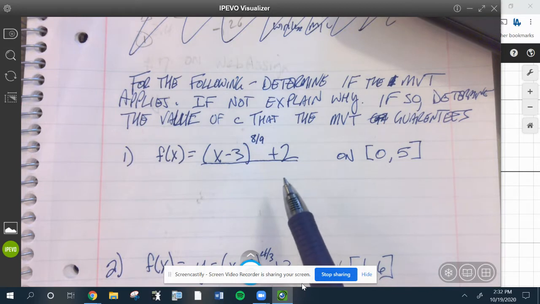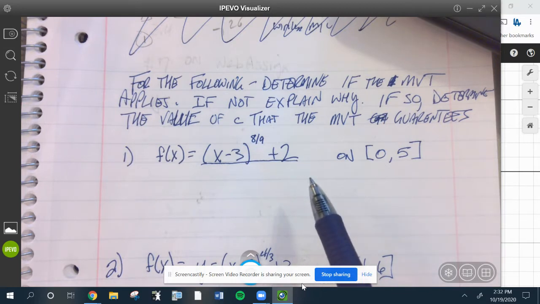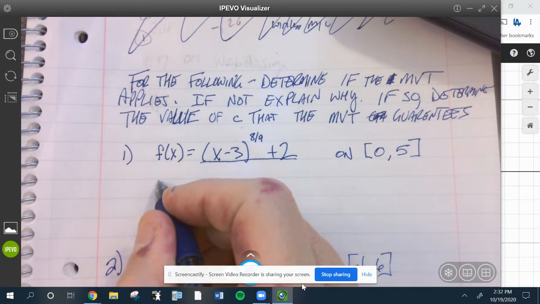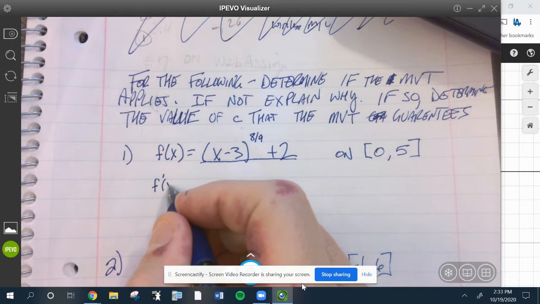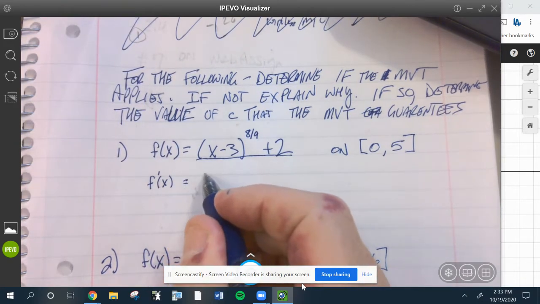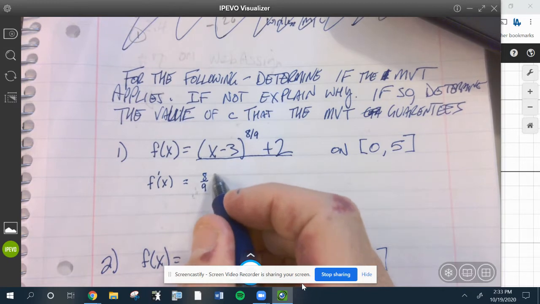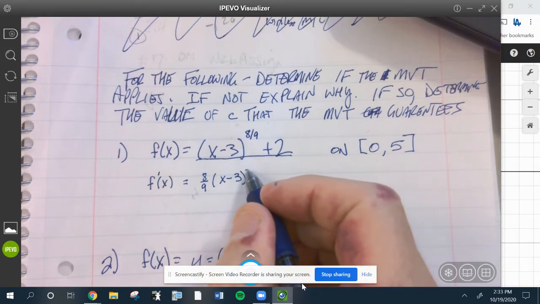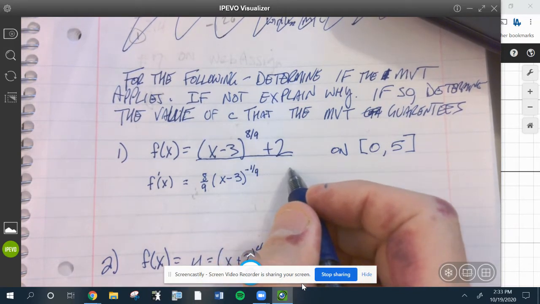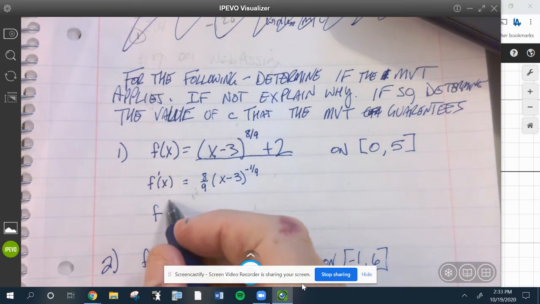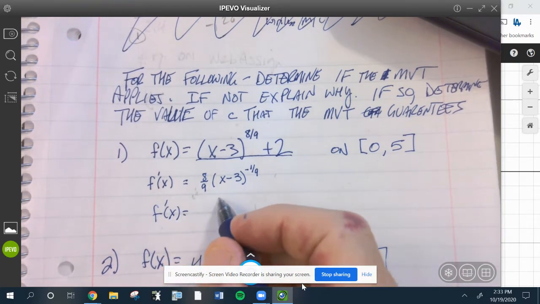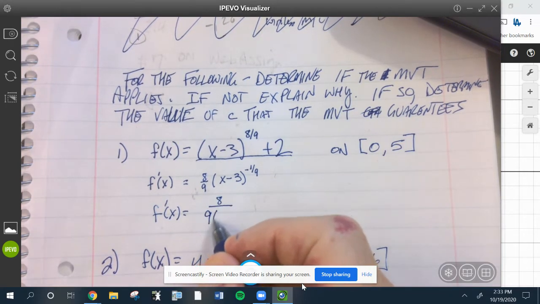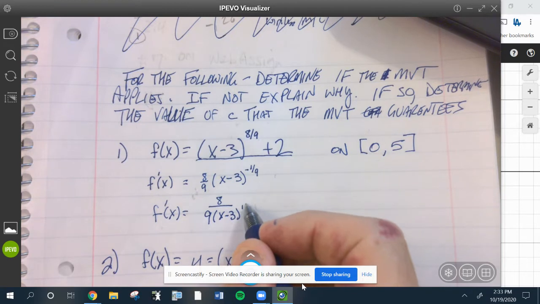Now we have to determine, though, is it differentiable? Because it's not necessarily differentiable just because it's continuous. So to figure out if it's differentiable, we're going to take the derivative. It's a pretty straightforward chain rule. Thank goodness. It's 8/9 times (x minus 3) to the negative 1/9, plus 0. So the derivative is 8 over 9 times (x minus 3) to the positive 1/9.